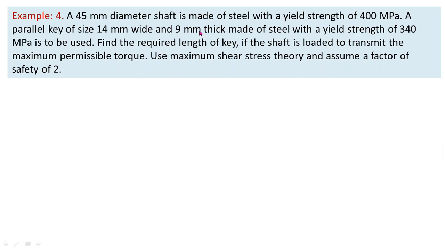The question is: a 40 mm diameter shaft is made of steel with a yield strength of 400 megapascal, and a parallel key of size 14 mm wide and 9 mm thick, made of steel with a yield strength of 340 megapascal, is to be used. Find the required length of key if the shaft is loaded to transmit the maximum permissible torque. Use the maximum shear stress theory and assume a factor of safety of 2.